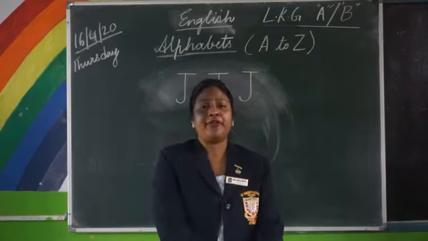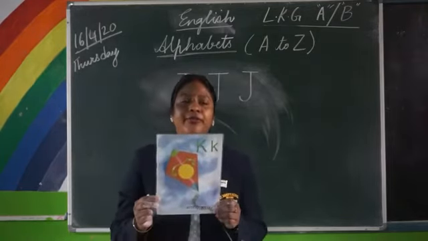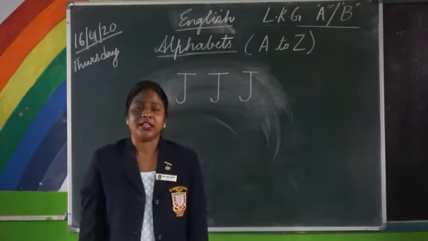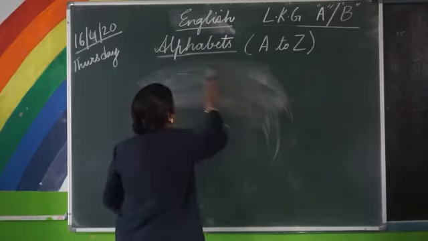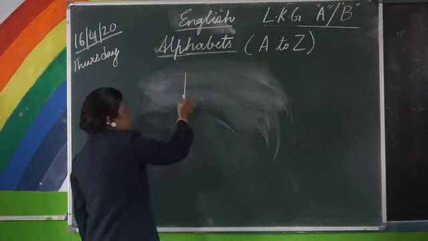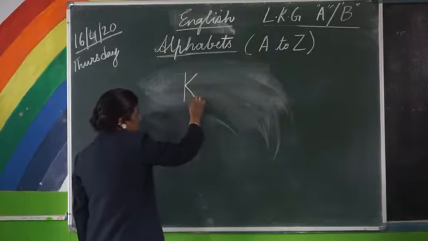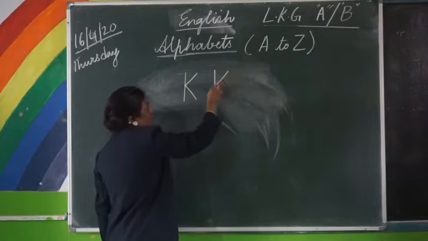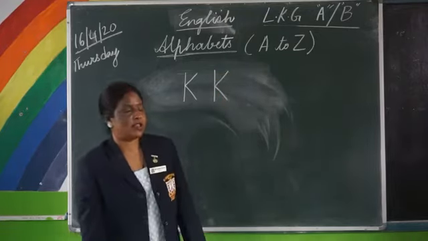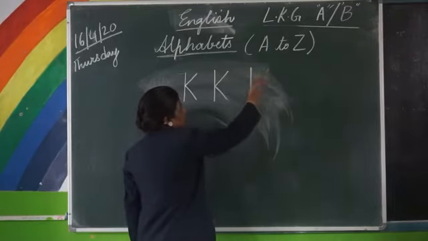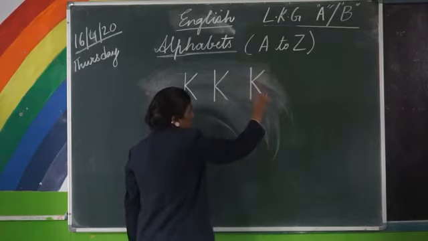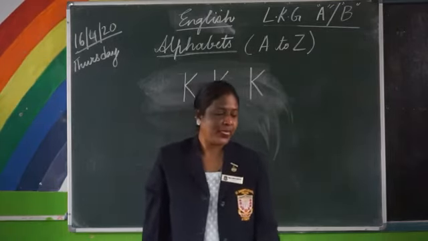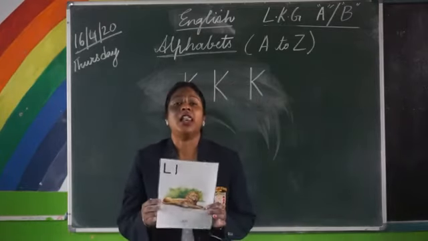K. Now K for, you know what is K for? K for kite. Now we are going to learn how to write the letter K. A standing line, a cross line up and a cross line down makes the letter K. K for kite.